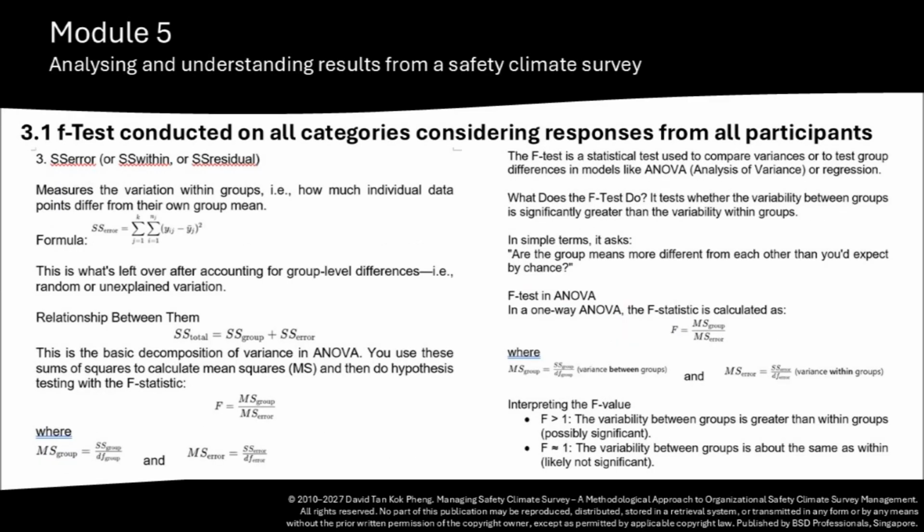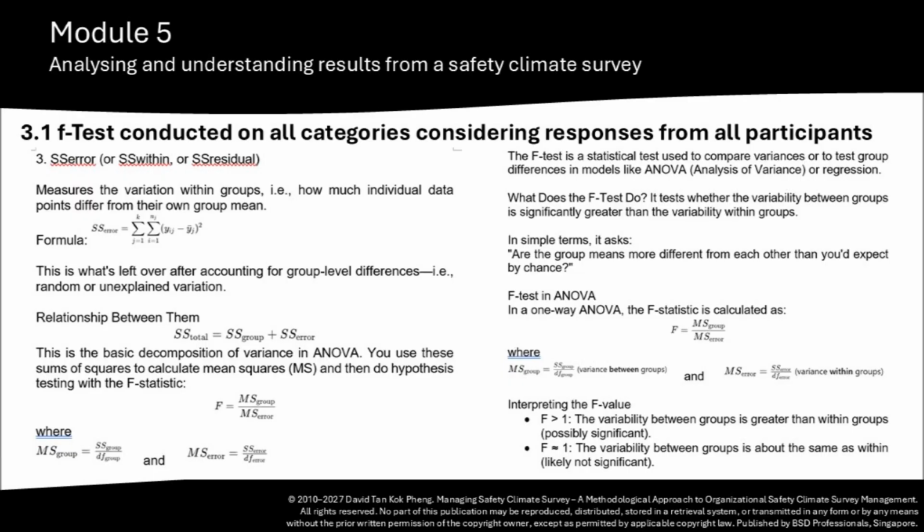The third component is SS error, also known as SS within or SS residual. This measures the variation within each group, meaning it captures how much individual data points differ from their own group mean. In other words, it reflects the random or unexplained variation that remains after accounting for differences between group means. The formula for SS error is based on summing the squared differences between each observation and its corresponding group mean. Conceptually, it represents what is left over once group-level differences have been explained.